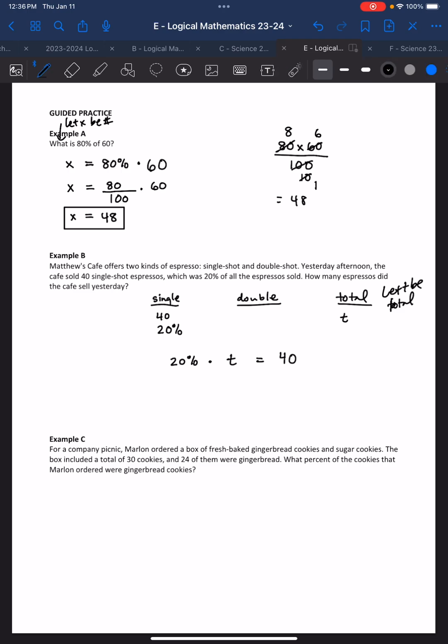So I'm going to rewrite this. I'm just going to use the commutative property here as I'm writing it. I'm going to write T times 20%, which is 20 all over 100, 20 hundredths, equals 40. So I look at the equation. Remember, the goal is to get T by itself. Is T by itself right now? No. So I'm going to have to divide both sides by 20 hundredths because I'm multiplying by 20 hundredths.